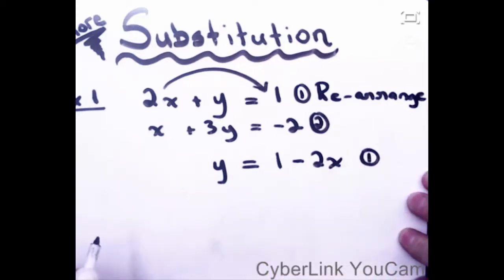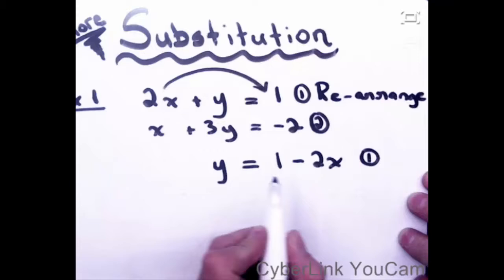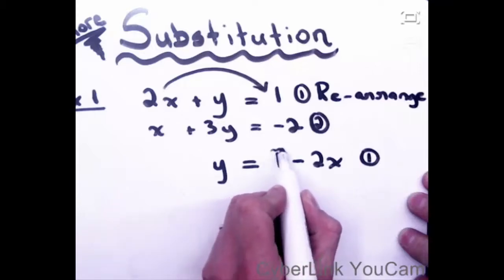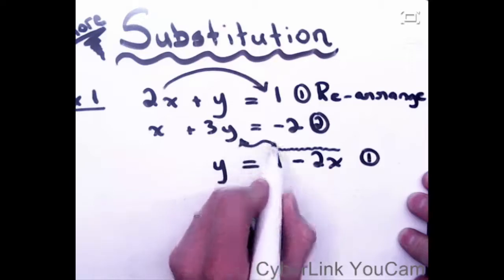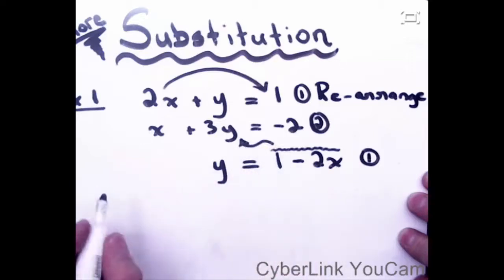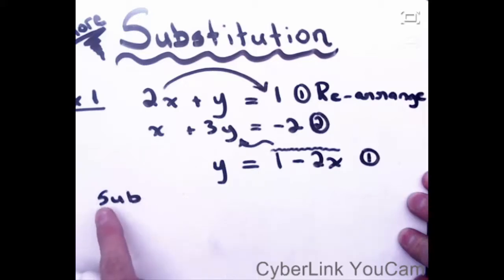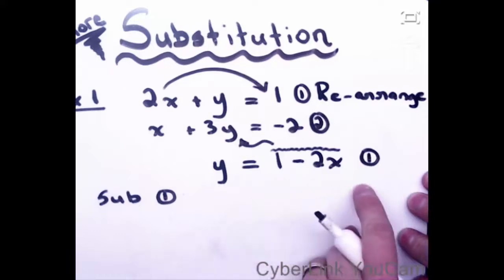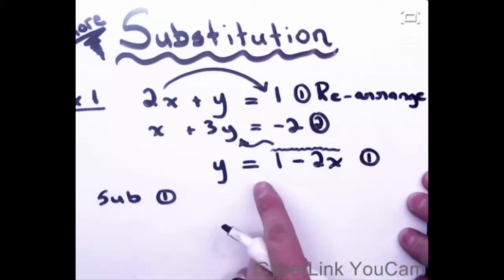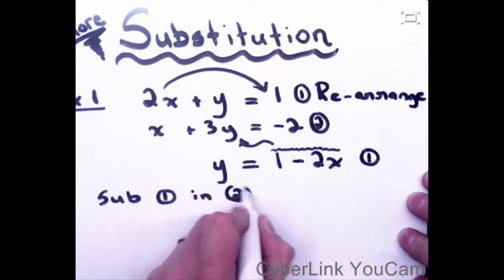And then we go back to our steps for substitution, where now that y is by itself and it equals something, okay, we can substitute all of this into the other equation where we see a y. And this is what we write. We write sub. You have to write this out. You need to write sub the parts of equation 1. So that means equation 1, sub the parts of equation 1 into equation 2.